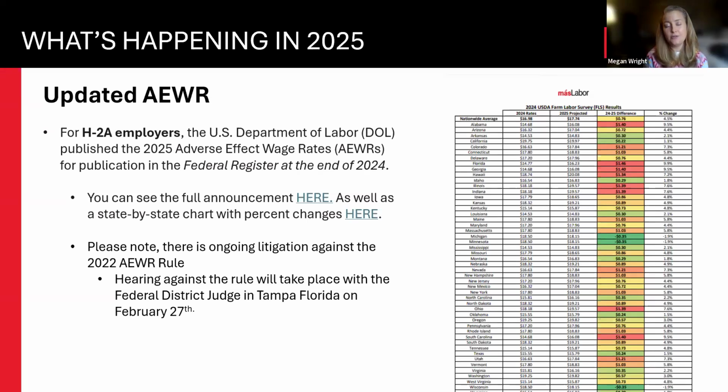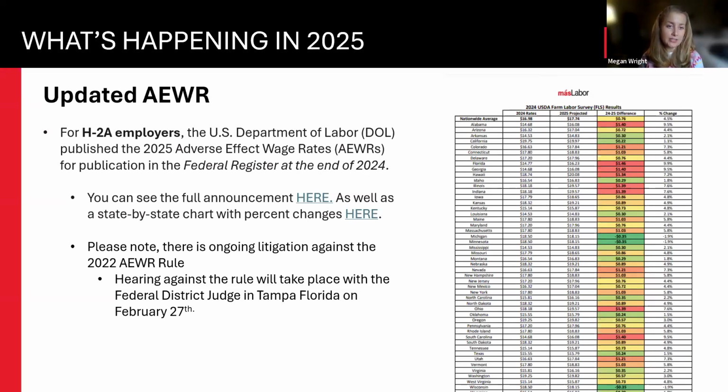I alluded to the fact that the AWR, or the adverse effect wage rate, is that statewide dictated minimum wage. What I didn't say, of course, is that it does change each year. That second link is actually the table to the right, so you can see what it was in 24, what it is in 25, and the overall percentage change. For the most part, it's usually a bit of a hard pill to swallow.